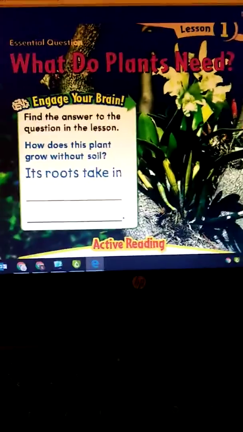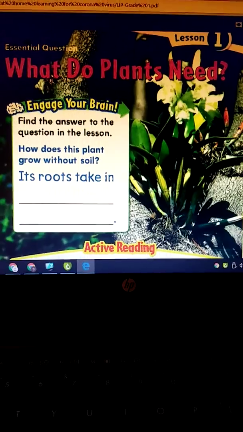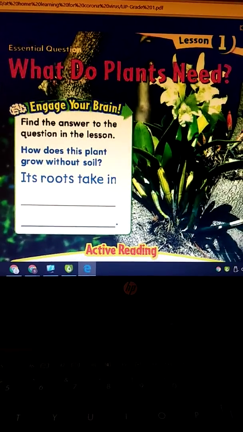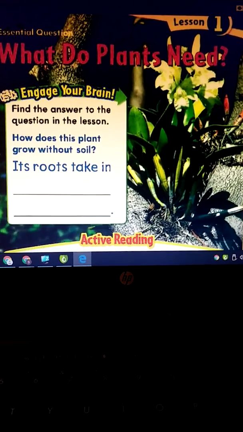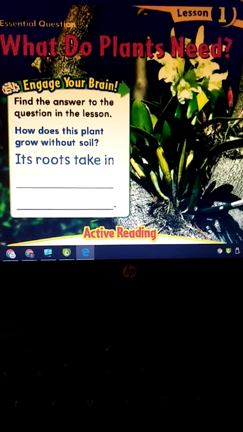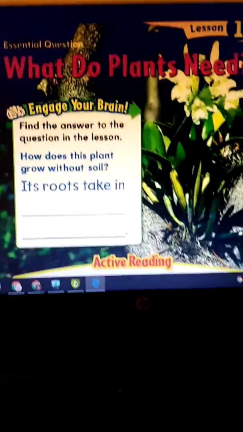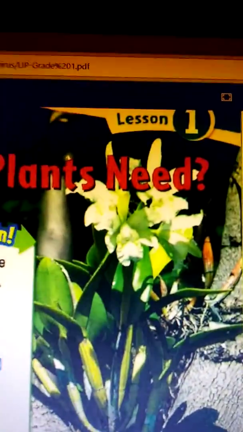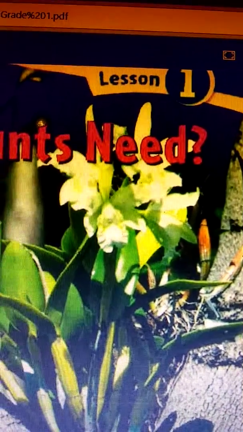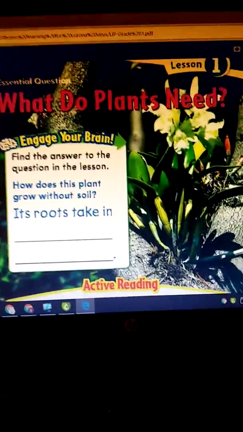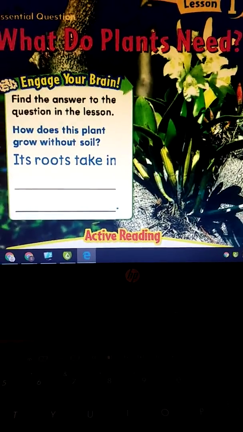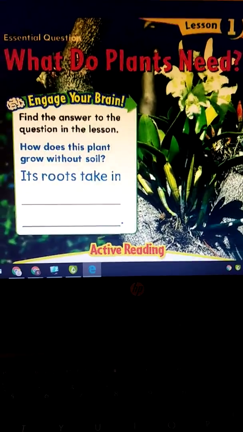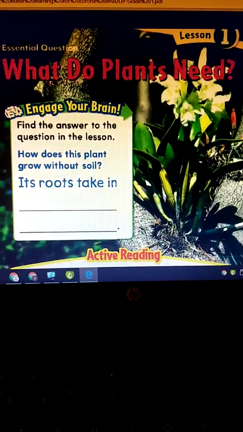Today we're going to begin learning about what plants need. Before we begin, let's take a look at our page here and see if we can figure out if this story is fiction or nonfiction. Well, how could we figure out? Let's look here. There is a photograph of a plant. Usually photographs are real, like nonfiction books, which are not fake. Well, let's see what the title and the essential question is at the top of our paper.